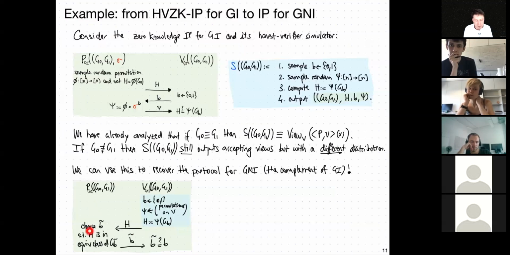So you can actually view the GNI proof that we've seen at the beginning of the whole school as a side effect of the Honest-Verifier simulator for GI. And this is an example of a general paradigm: whenever you have a simulator, you can leverage the fact that it exists by asking the prover to help you prove to you the complement of the language.